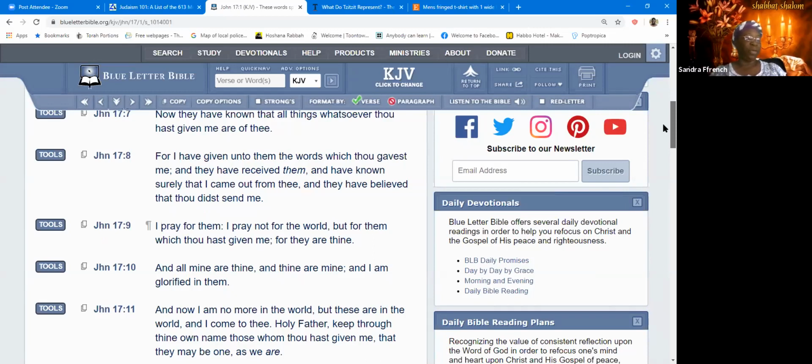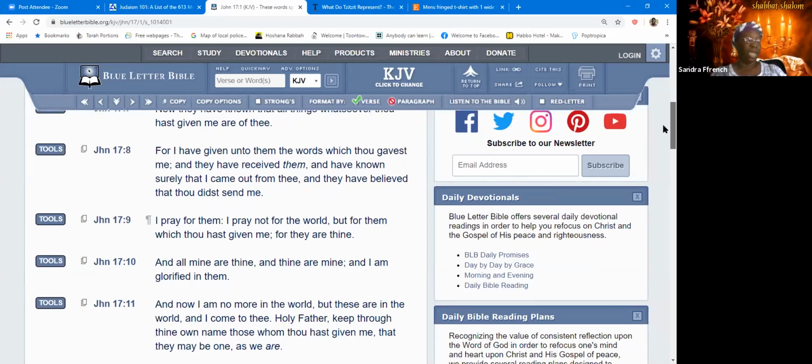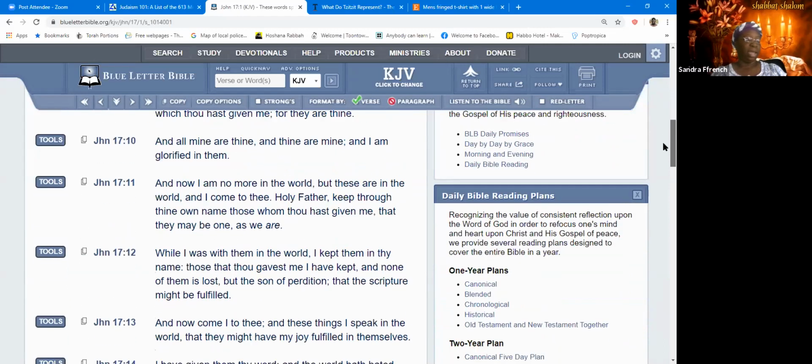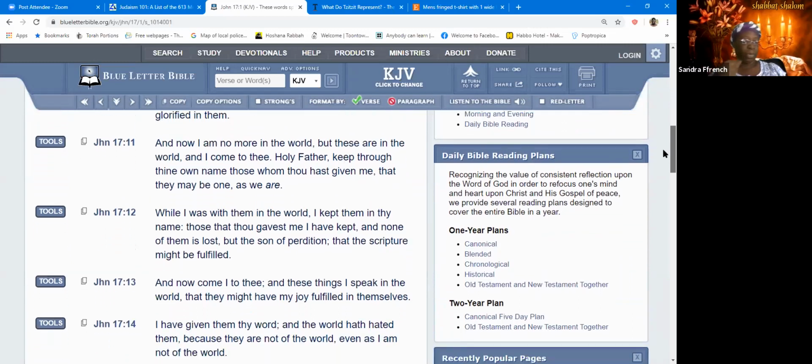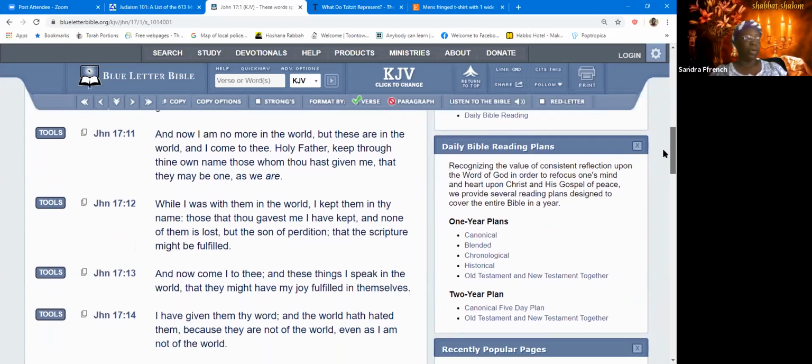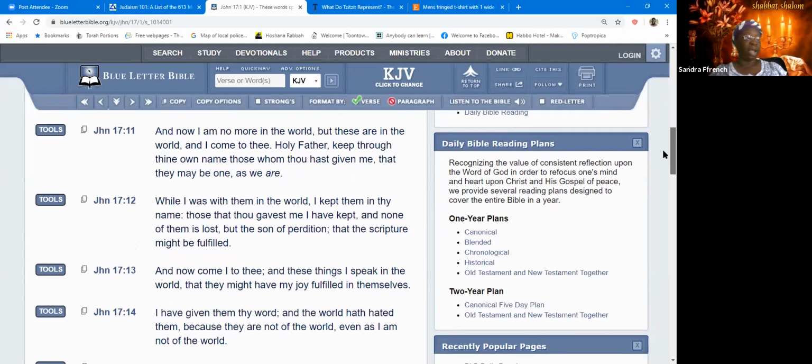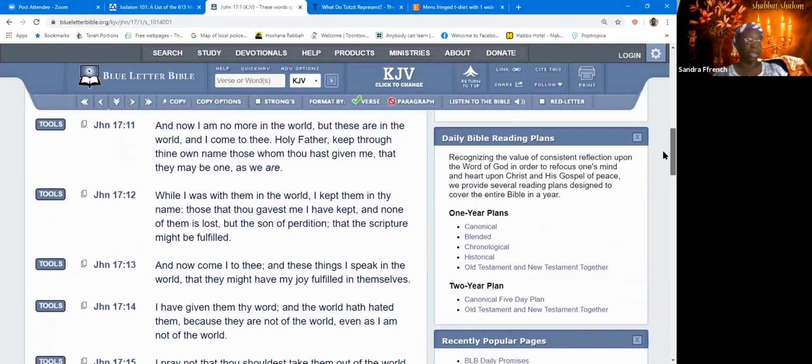I pray not for the world, but for them which thou hast given me, for they are thine. And all mine are thine, and thine are mine, and I am glorified in them. And now I am no more in the world, but these are in the world, and I come to thee. Holy Father, keep through thine own name, which thou hast given me, that they may be one as we are.